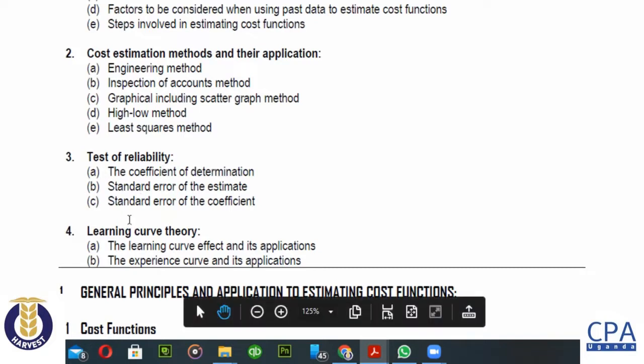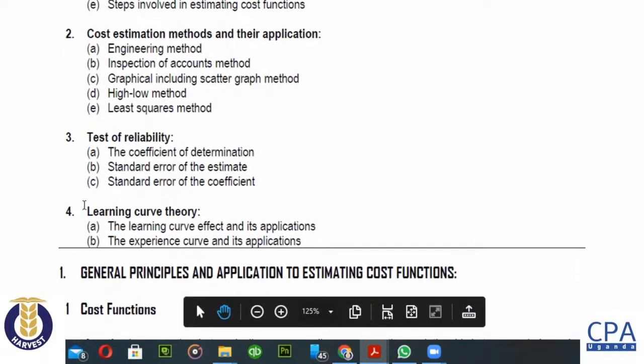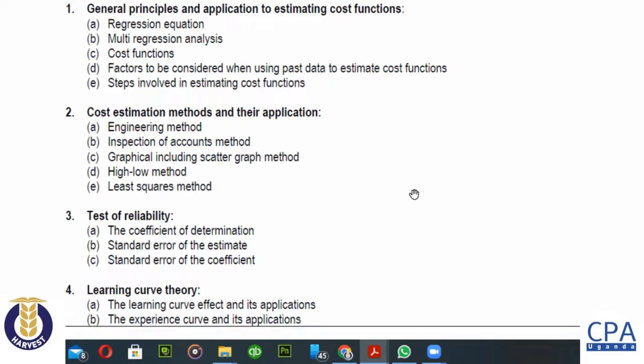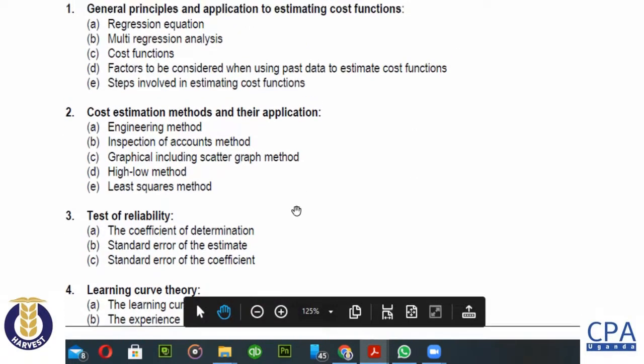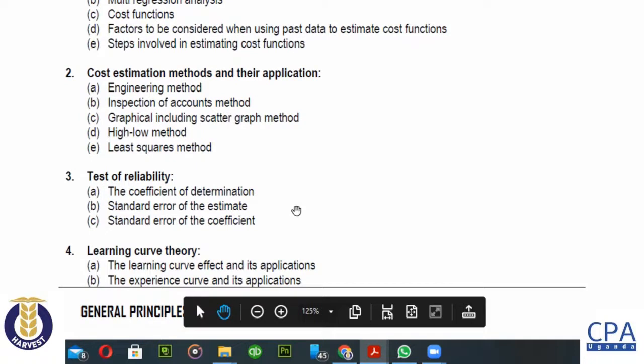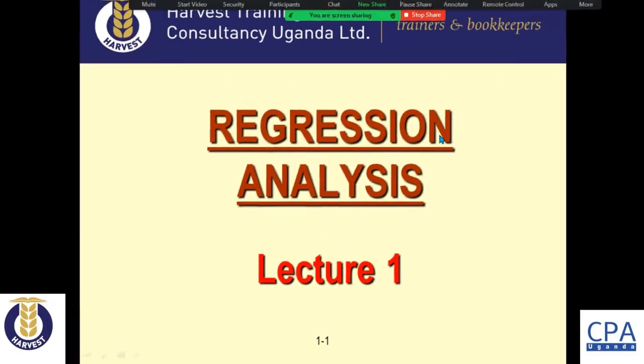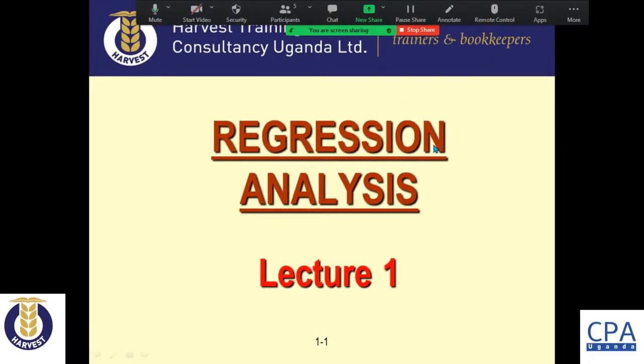Then finally, under this unit, you'll be examined on the learning curve theory, including the learning curve effect and its application, plus the experience curve and its application. So our discussion will be rotating around this. And to begin with our discussion, we shall begin by looking at the regression equation, which I will discuss in line with the least squares regression equation, or the least squares method. Right. So as I've mentioned, we shall begin with regression analysis.